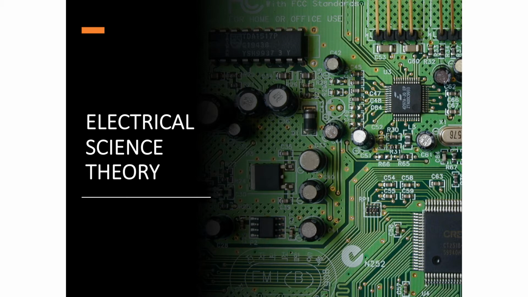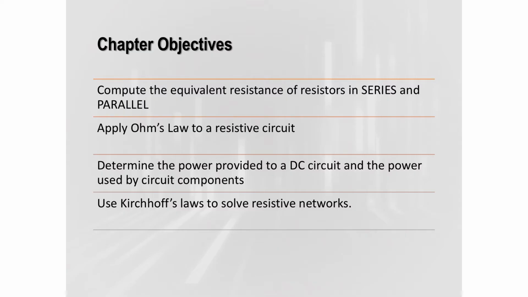So now we are going for the next chapter, which is the second last chapter, electrical science theory. We are going to discuss today the first part, which is resistor series and parallel, how to apply Ohm's law to find the current and potential difference, and how to use a power formula. Kirchhoff's law we are going to put in the second video. Okay, let's proceed to the next one.